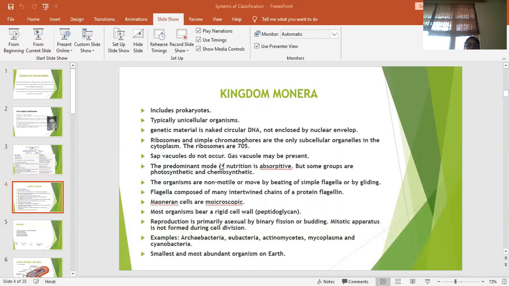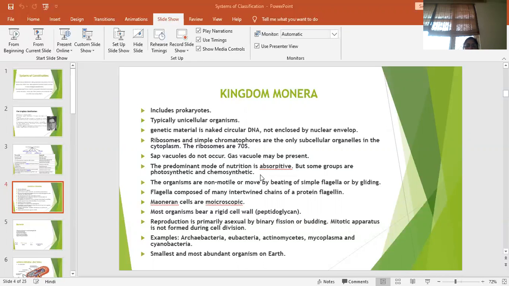Sap vacuoles do not occur. We have studied in plants that plants have vacuoles. They have a different type of vacuoles. In Monera kingdom, they may have gas vacuoles, but not the other type of vacuoles. Organisms of Monera kingdom are mostly saprophytic or parasitic. They have an absorptive type of nutrition, but some groups of Monera are photosynthetic or chemosynthetic also.